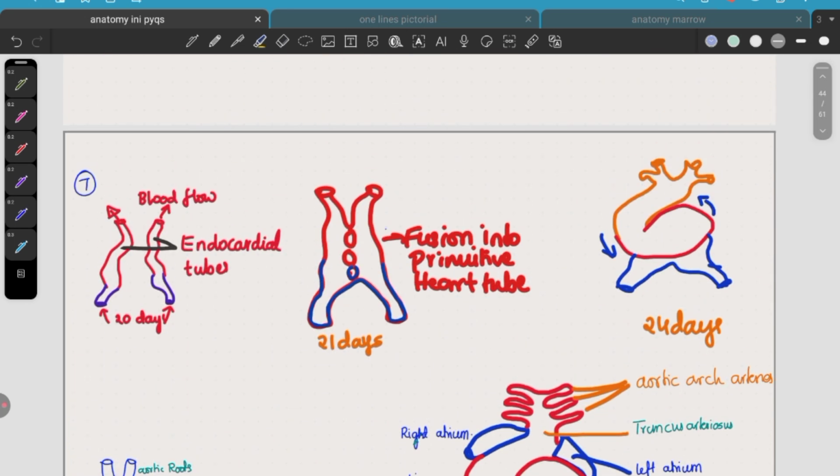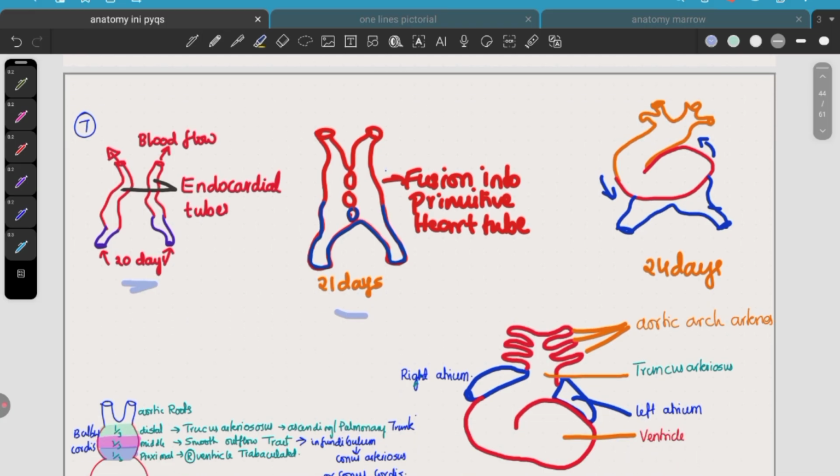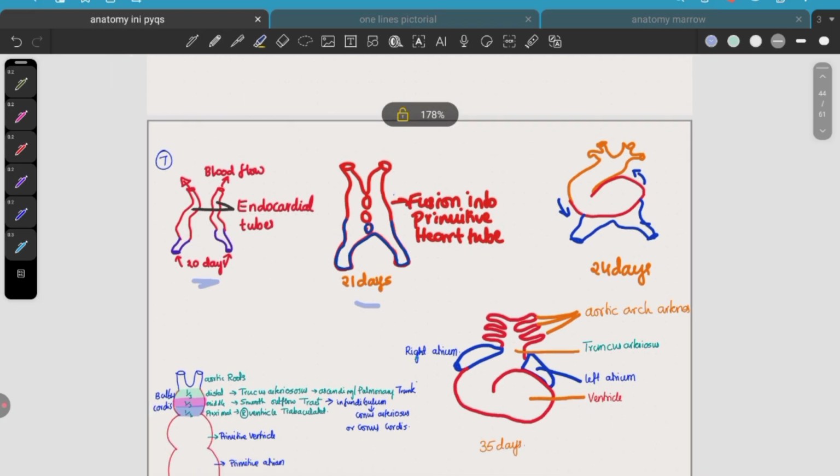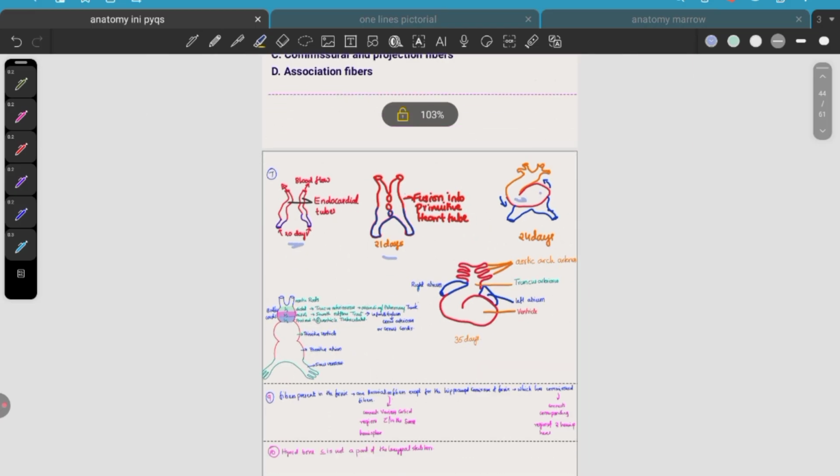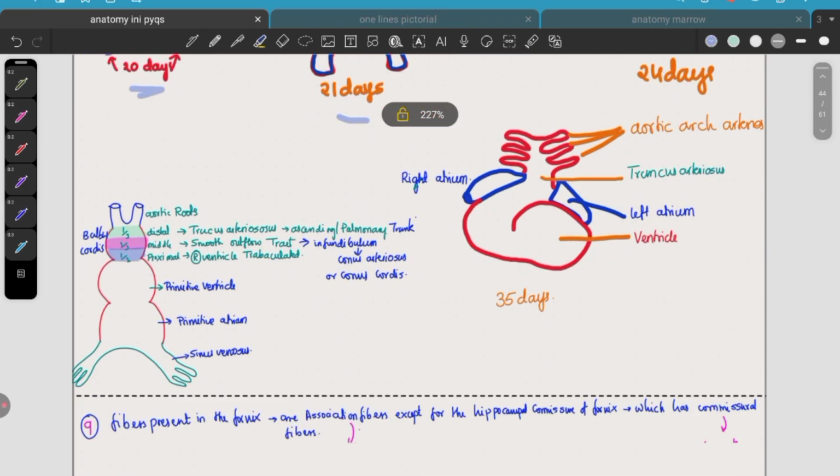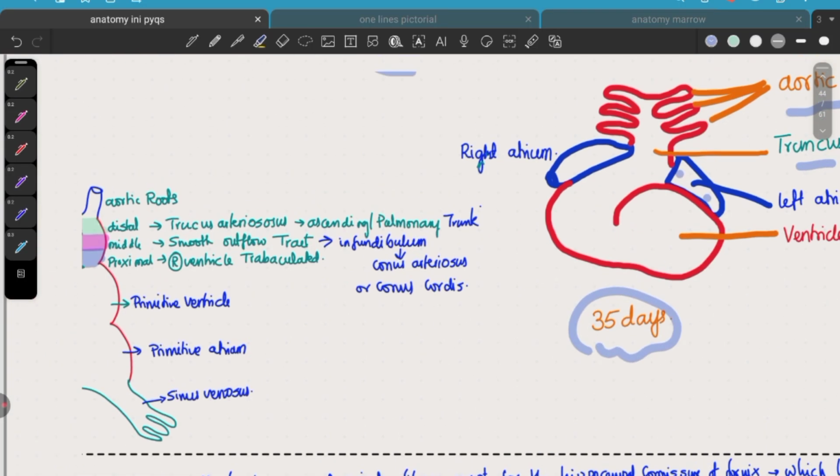At 20th day, two tubes will be there. Then on 21st, they will fuse. Next on 24th day, they will rotate. Okay, the atrium will go up and ventricle comes down. Since this atrium has gone up and formed the atrium, this is the truncus arteriosus and this is the aortic arch arteries. And this is on the 35th day.